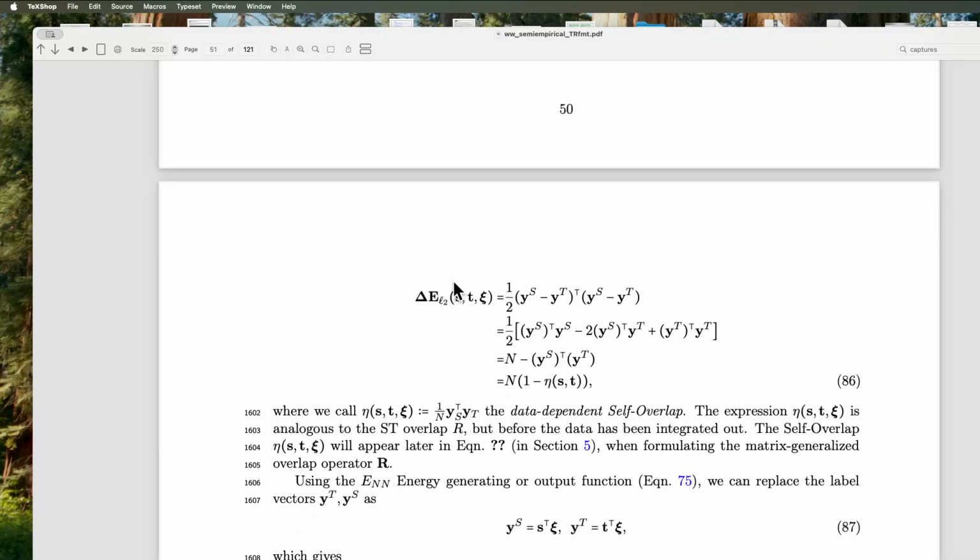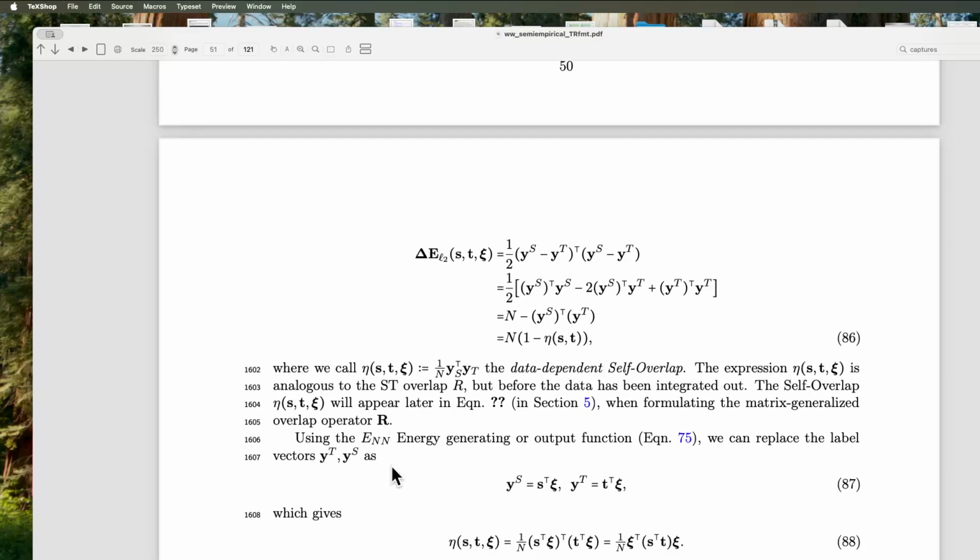So now we can define the error in terms of 1 minus its self-overlap. This expression is analogous to the student-teacher overlap R, but before the data has been integrated out. The self-overlap in ST psi will appear later in equation 5. I think I screwed up the reference there. It will appear when formulating the matrix generalized overlap operator.